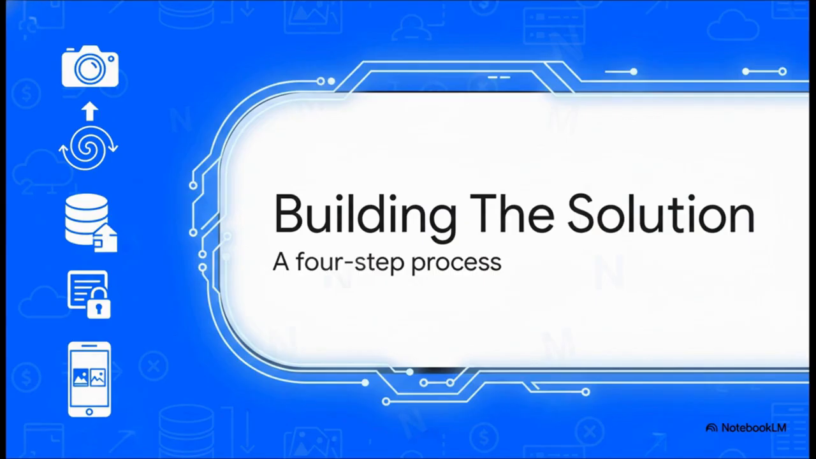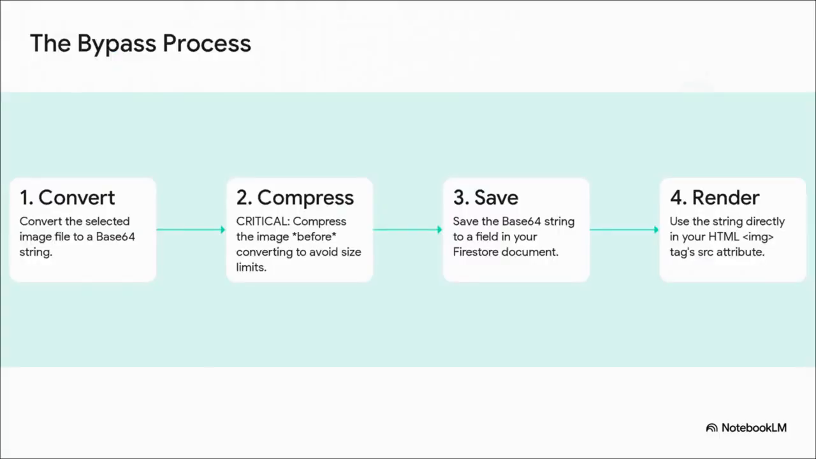I'm going to break it down into a super simple 4-step process to get your image uploads up and running. Okay, here's the entire game plan all in one spot. Step 1, you grab the file the user wants to upload and you turn it into a Base64 string. Step 2, and listen up because this one's super important, you have to compress the image first. Step 3, you take that giant string of text and you just save it to a field in your Firestore document. And finally, step 4, you display it right in your app's HTML. That's literally the whole process.